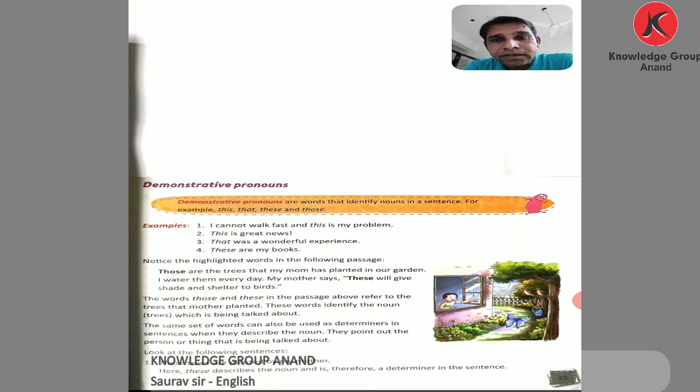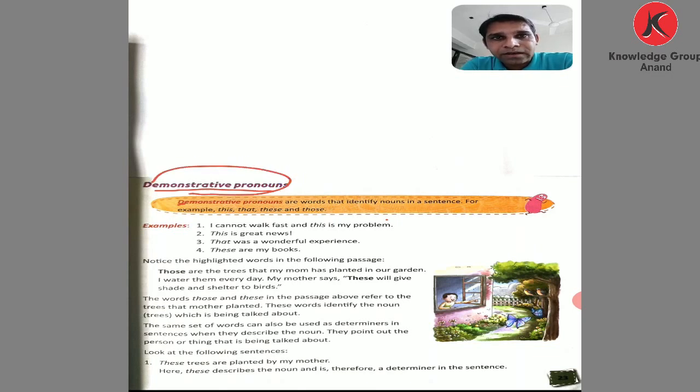In these pronouns, how can we know that this is a demonstrative pronoun? We can learn the definition of demonstrative pronouns. What is the definition? And one more thing, how is a demonstrative pronoun different from a demonstrative adjective? We see that demonstrative pronouns are words that identify nouns. All the pronouns, demonstrative pronoun, personal pronoun, whatever pronouns, identify the nouns in a sentence.